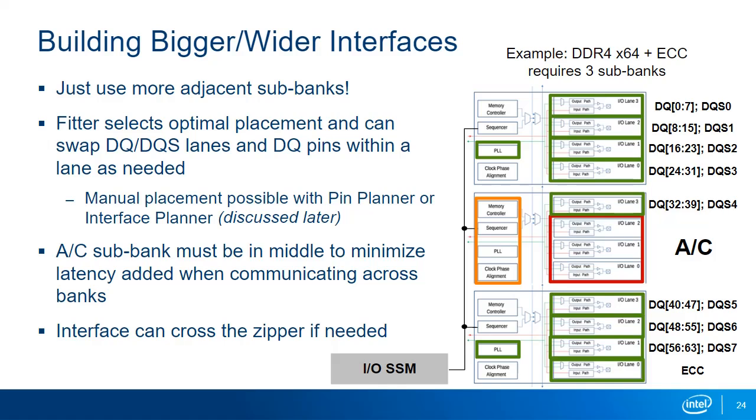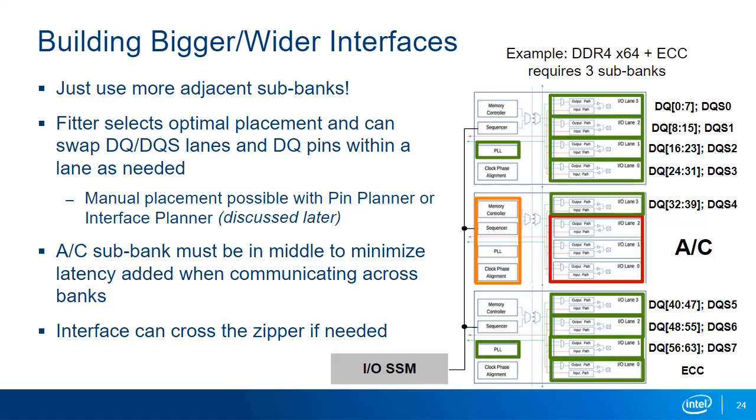As we'll see later, the only required manual I/O assignments for the data groups are for the DQS signals. The fitter can swap around the associated DQ signals in a group as needed. If no manual DQS locations are assigned, the fitter has the freedom to swap around which I/O lanes are used, as well as the DQ signals in each lane. If you want, you can still make manual subbank and pin assignments for the DQ and DQS signals using the pin planner or interface planner, formerly known as Blueprint. We'll look at the use of this tool later.